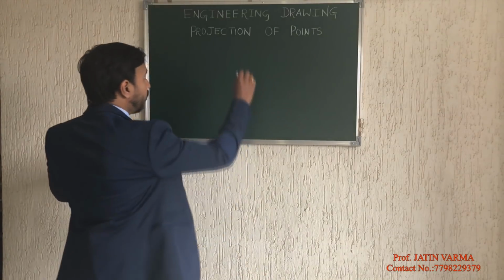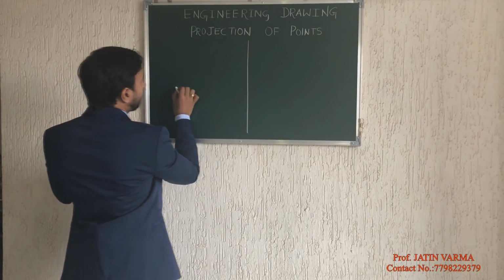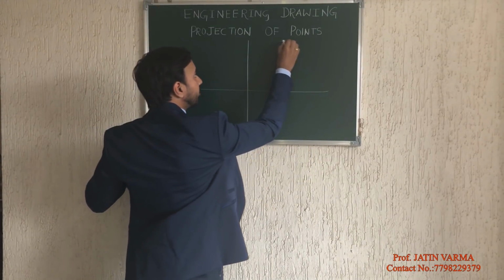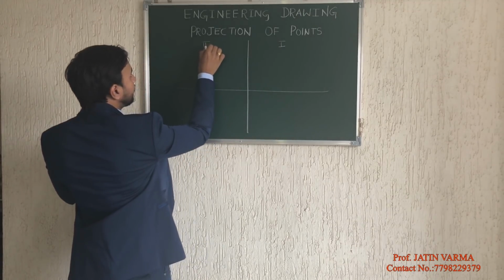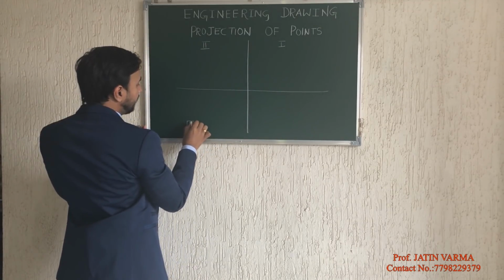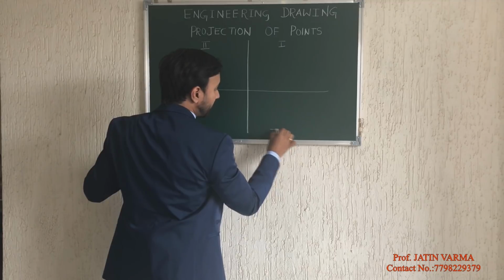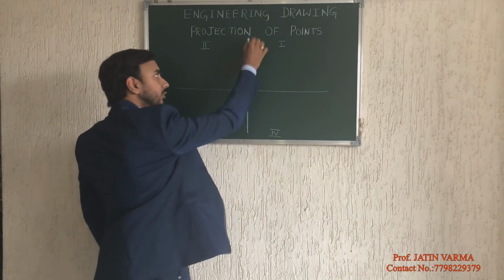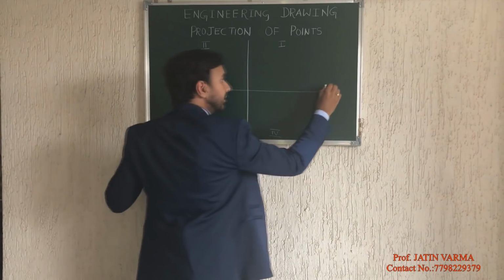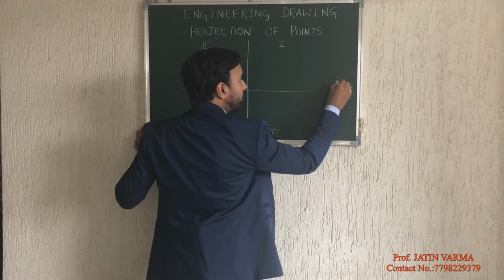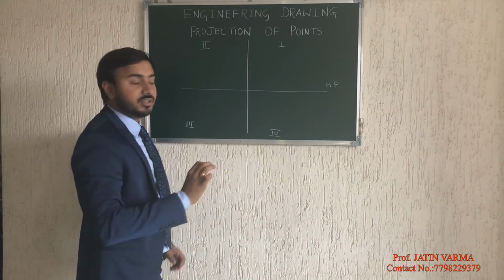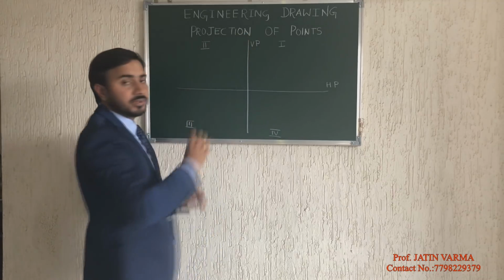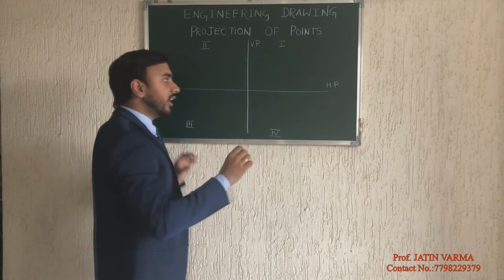Okay, so I hope you know about the coordinate system. If I am talking about the coordinate system, this is my 4 quadrants. The first quadrant, the second one over here, the third quadrant is over here, and this is my 4th quadrant. Now, till now I was saying this was my x-axis, this was my y-axis. Now I'll say this is my HP. HP is horizontal plane. So my y-axis becomes VP. VP is vertical plane.